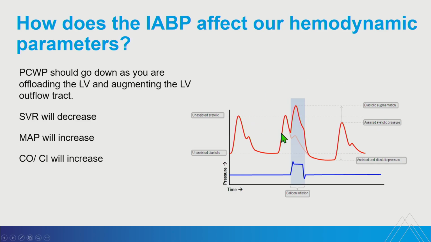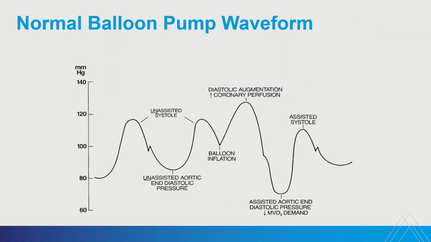The balloon will remain inflated all the way down to here, and right about here rapidly deflate, decreasing the peak end diastolic pressure, or the assisted diastolic pressure, decreasing the amount of resistance that the next beat has to pump against. Hence, we can see that our assisted systolic pressure is lower because it did not have to create as much pressure to get the same amount or more volume out. And this is just another example of that waveform.